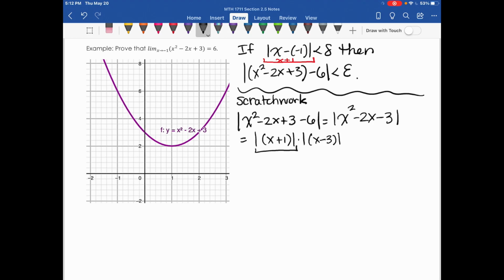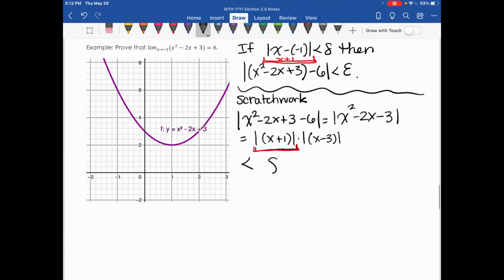Now we know that this is less than delta, because that's what we're going to assume. So I can say that this is less than delta times the absolute value of x minus 3. But now we have to figure out what to do with this. And this is where that extra assumption comes in. I'm going to say let delta be less than or equal to 1.